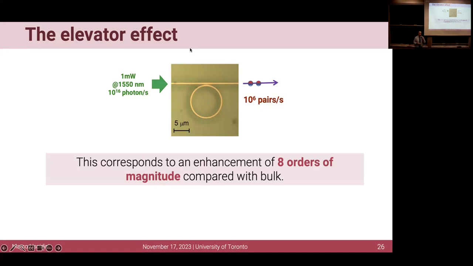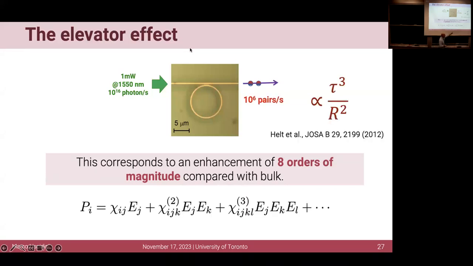And why does this work very well? Because again, it's a nonlinear effect. So if I have an intensity field enhancement in a nonlinear effect, this will power up. If I increase the intensity by a factor 10, in a third-order phenomenon, the result will be a 10 to the 3 enhancement. Okay, so it's very powerful to enhance nonlinear optics using the elevator effect.